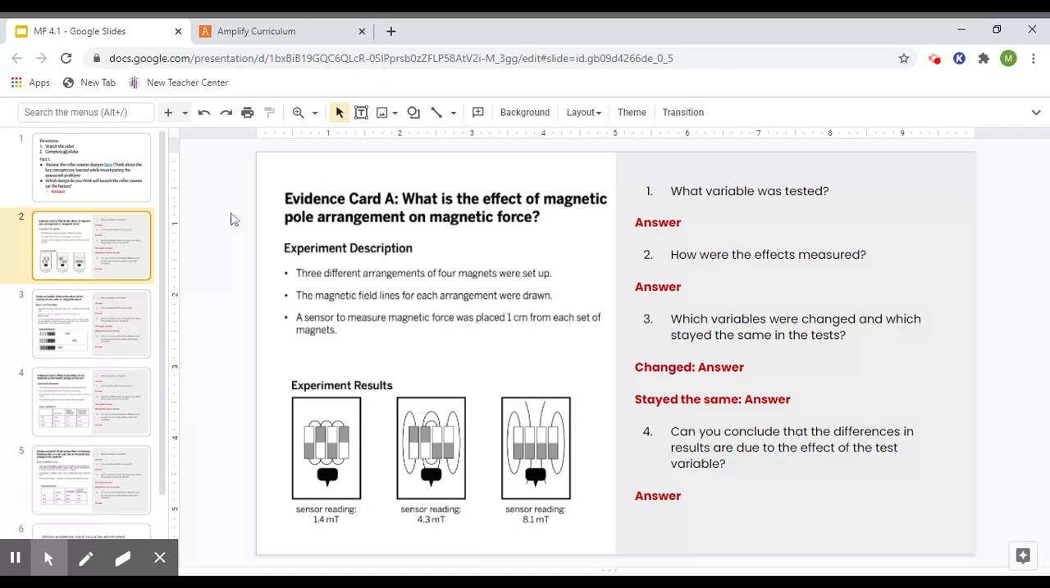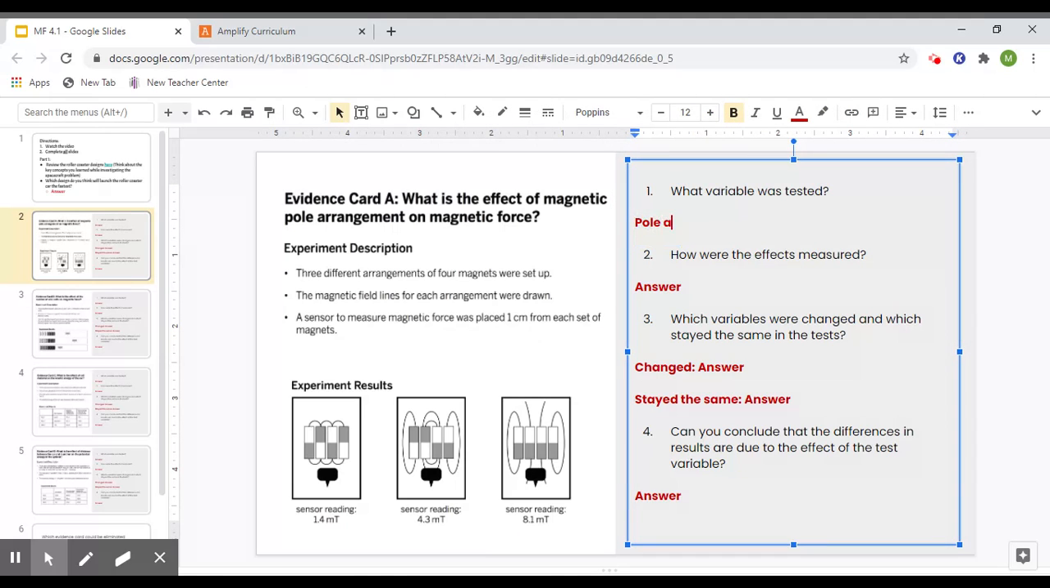So which variable is tested? You can get that most likely from the question up here. How were effects measured? I'll do this one with you. The variable being tested here is, again, the pole arrangement. How are my effects measured? I can see here a sensor to measure magnetic force was placed 1 centimeter from each set of magnets. So I used a magnetic force sensor. You can see the readings down here, and they're all in the same units, so that's good.